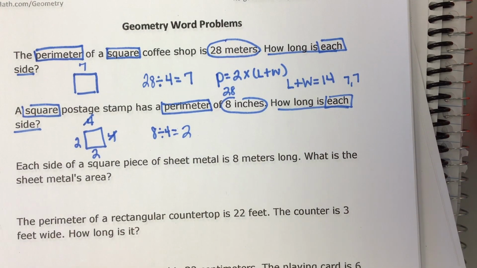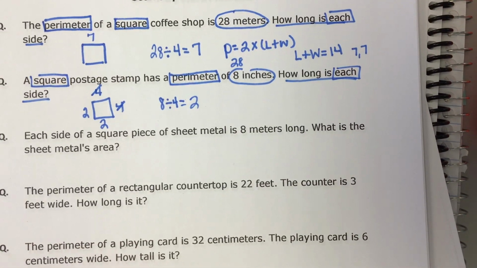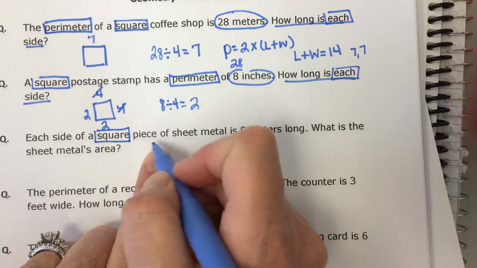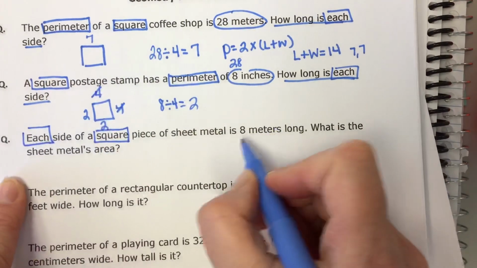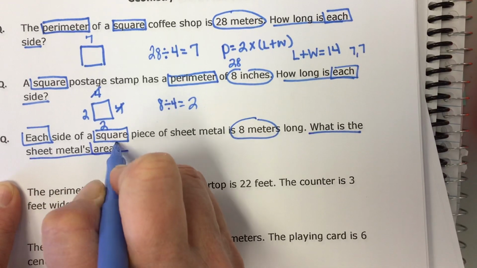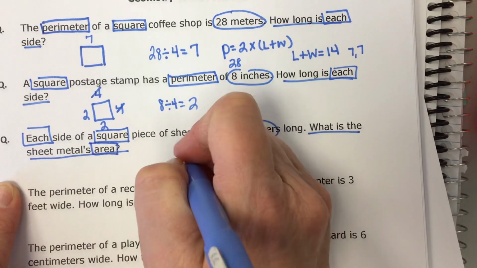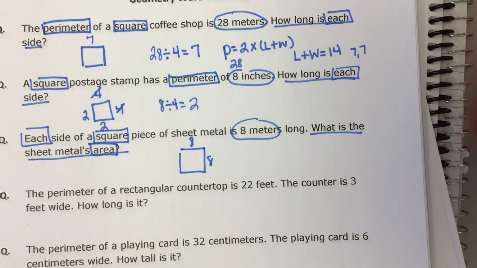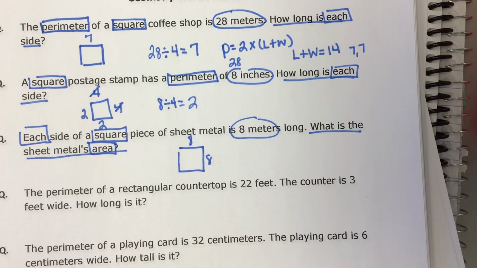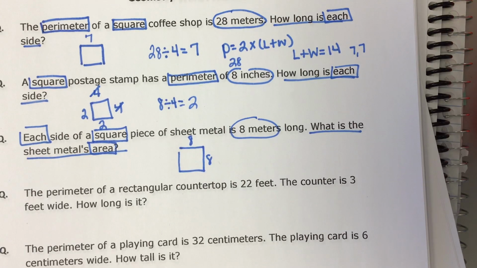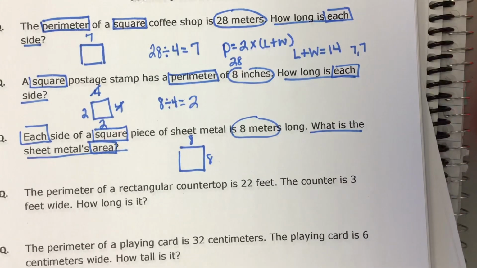Okay. Now we're switching it up a little bit. We still are talking about a square, and each side is 8 meters. But what is the sheet metal's area? So now we can draw our square and we can label the dimensions. What is the area of our square? What's the area of the square? I only have one hand up. I should have lots of hands in the air.